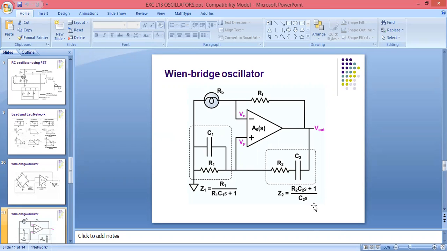This is nothing but, as I have given the name to this amplifier as a source, that's why I have written here. Yes, there is no need to write that suffix. You can directly take Z2 equal to R2 C2 plus 1 upon C2. This is the Wien bridge oscillator.